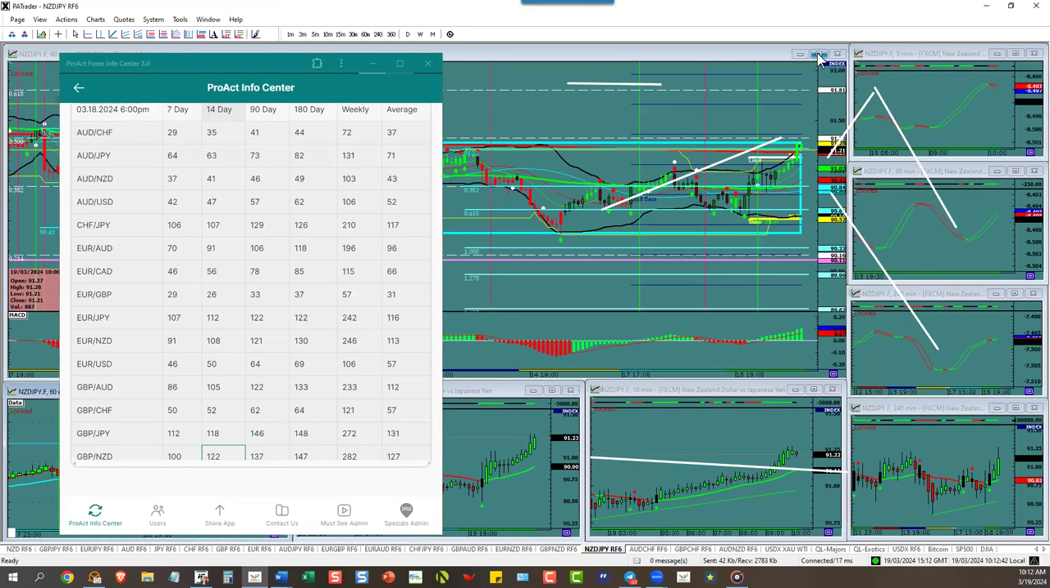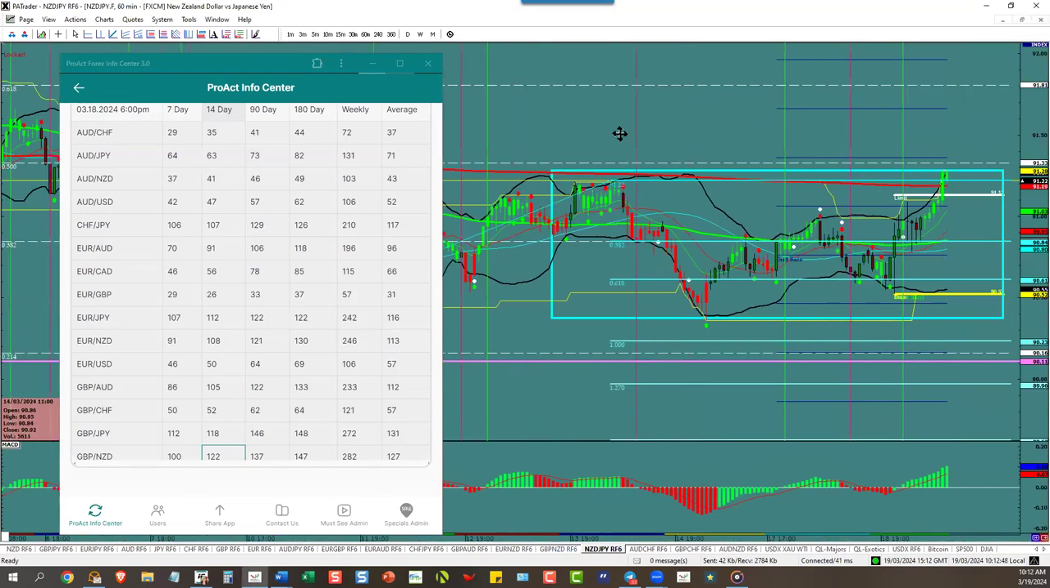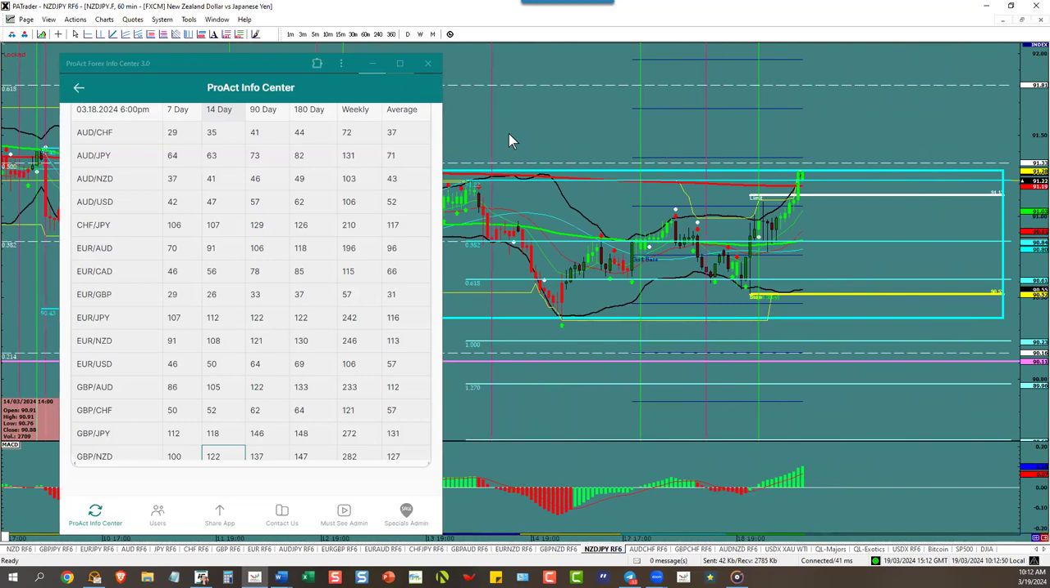And finally, New Zealand Yen. We can't trade Aussie Swissy, Aussie New Zealand, or Pound Swissy because the ATRs are too low. We basically never had this problem with ATRs too low. In 23 years of trading, I don't ever remember it. Now, that means it might not have happened. It just means I don't remember it.